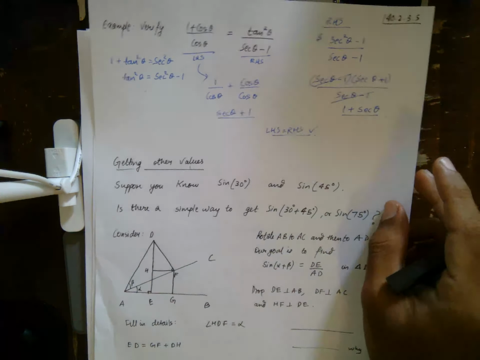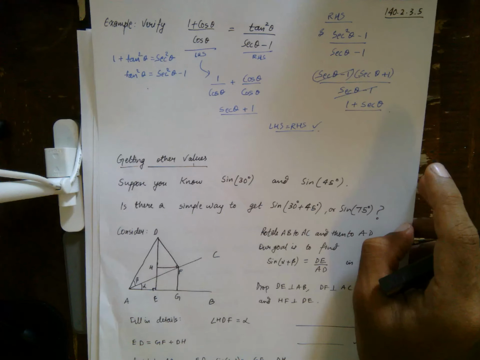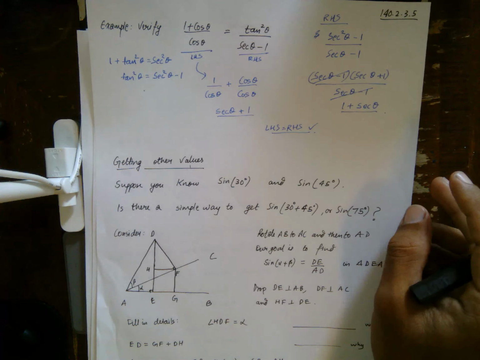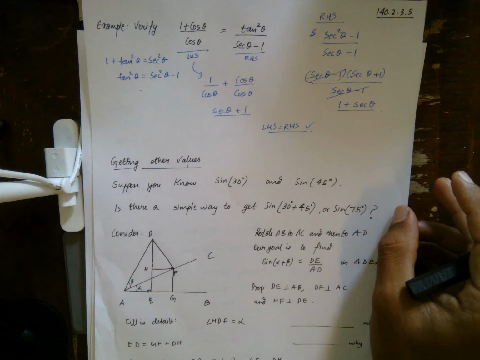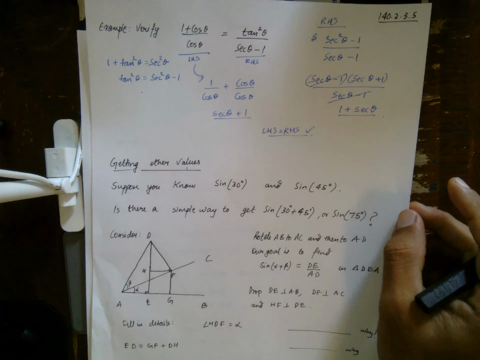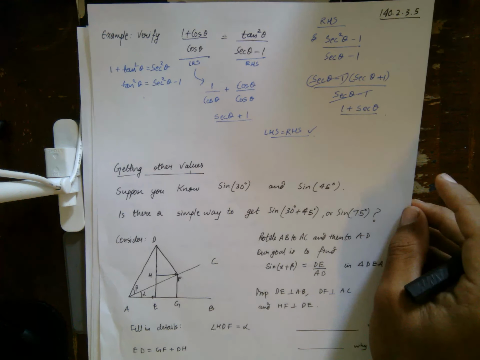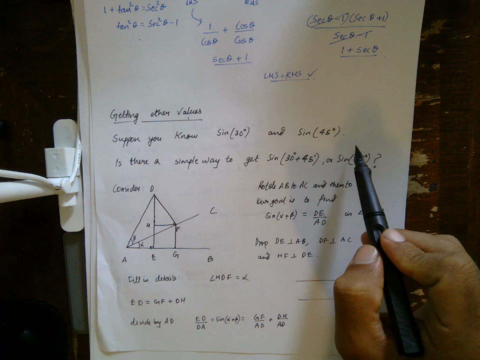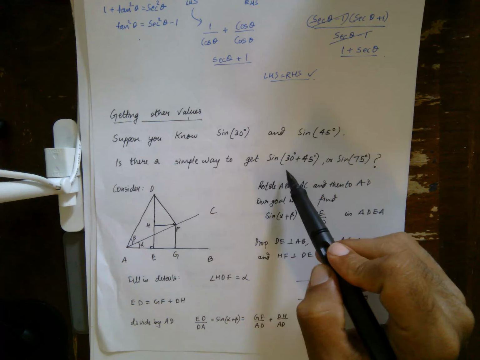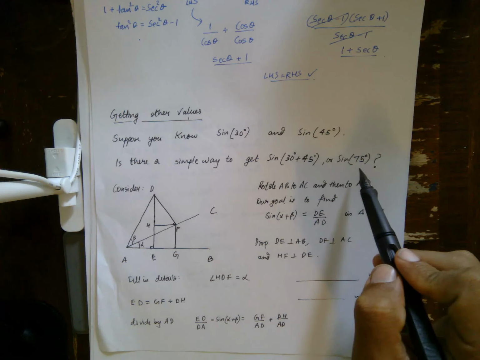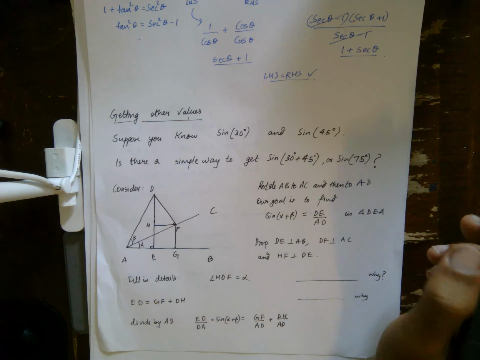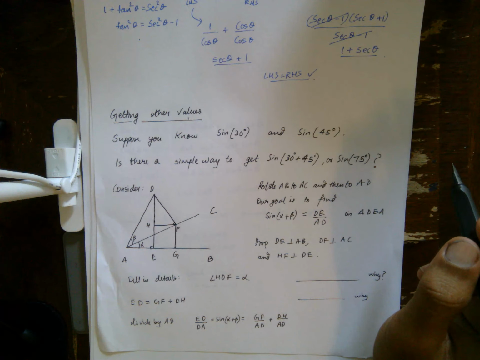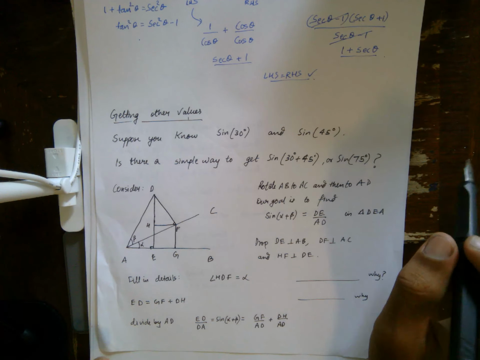Our next identities deal with addition of angles, subtraction of angles, and products of sine values. So here's the motivation. Suppose you know the value for sine 30 and sine 45. Is there a simple way to get sine of 30 plus 45, or sine 75? So it turns out there is, and here's how we do it.